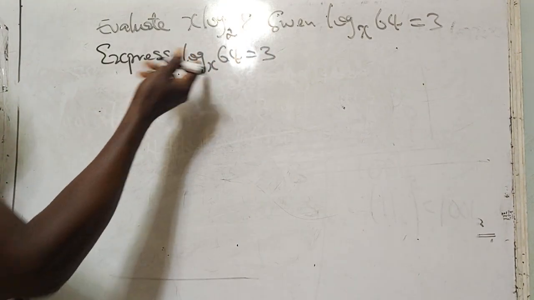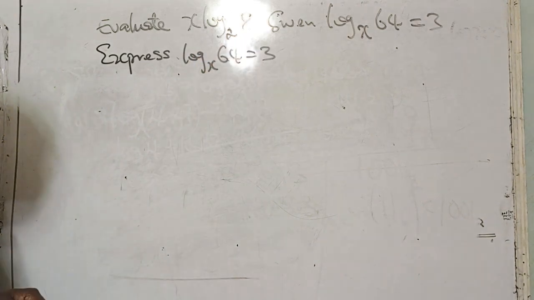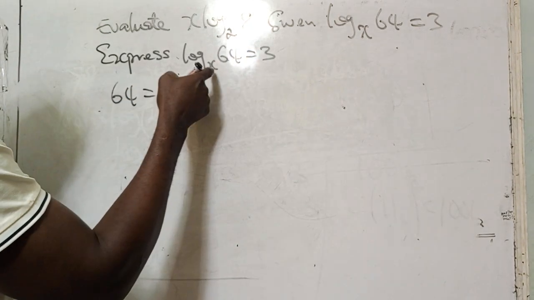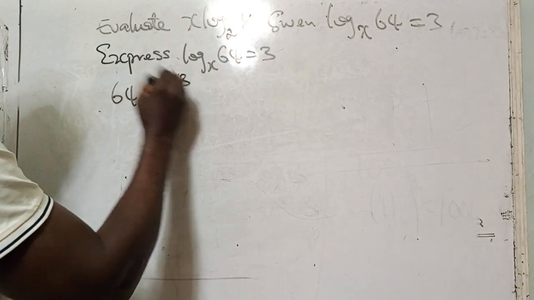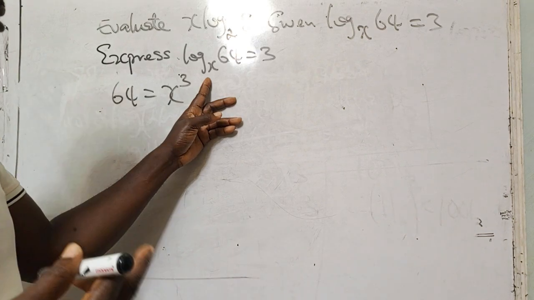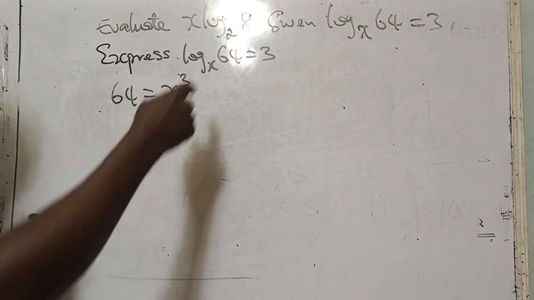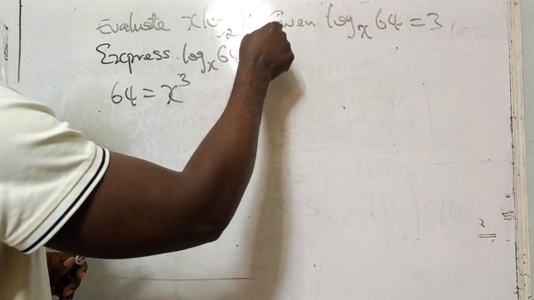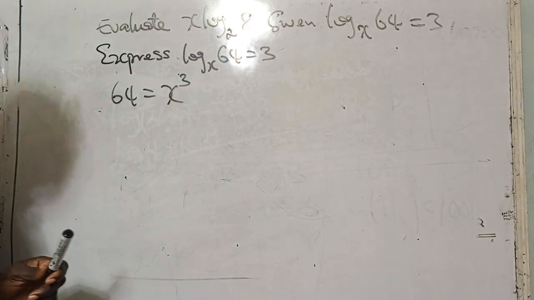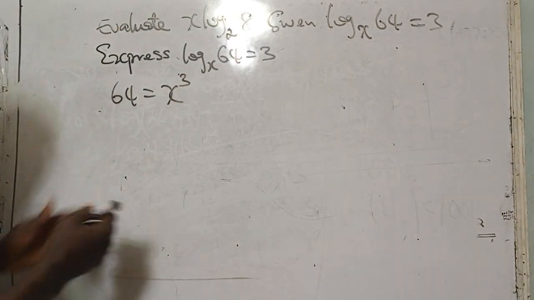Now we know that x is the base of the log, while 3 becomes the power. So we now have 64 equal to x as the base, and 3 as the power. Whatever you have here is your base, and the number it is equal to becomes the power of that base. So 64 equals x raised to power 3. If, for example, the base was 2, we would have 2 raised to power 3.